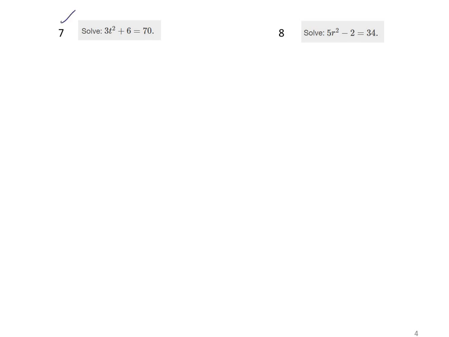Okay, so next one, number 7. 3t squared plus 6 is equal to 70. So what do we want to do? We want to eliminate t. Here t is the variable, so we want to eliminate the term other than t, that is the 6. So for that we have to subtract 6 from both sides. So that cancelled. So 3t squared is equal to 70 minus 6, that is 64. Okay, so we want to divide both sides by 3 to eliminate the 3 from t squared.